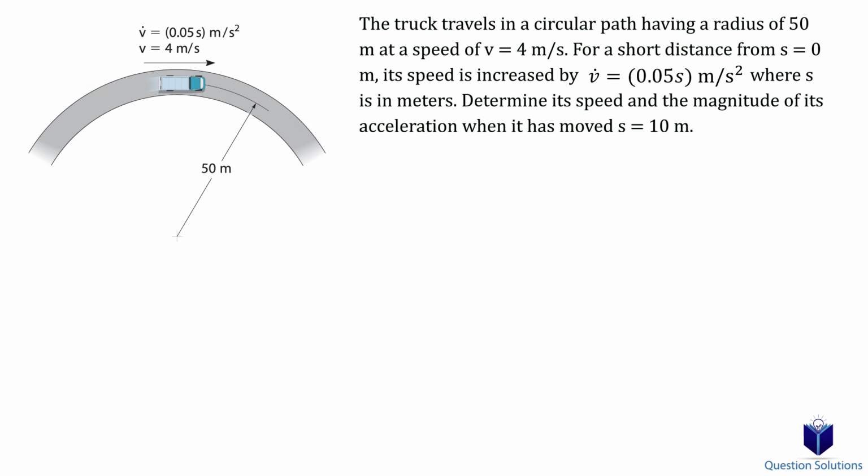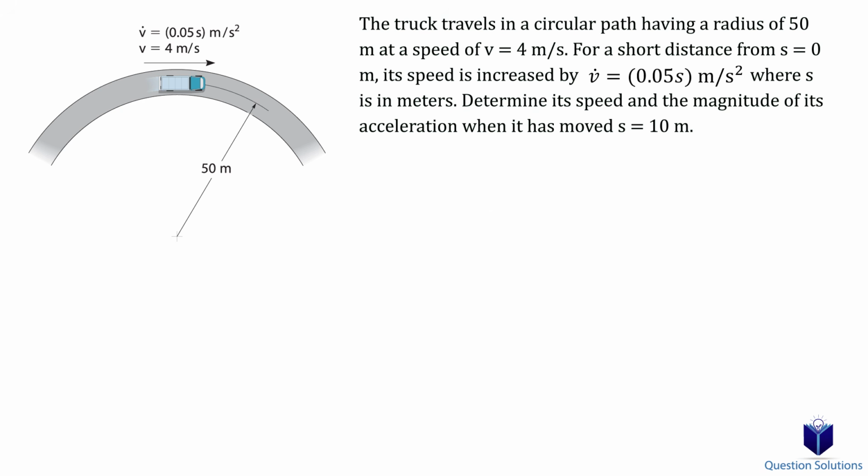Let's do another example. In this question, we have to find the speed of the truck and the magnitude of acceleration when it moved 10 meters. You can see that we are already given the radius, so we don't need to use a radius of curvature equation. We are also given the velocity at s equals 0 and the acceleration with respect to distance. So let's think about the problem. To find the normal acceleration, we know we have to use our normal acceleration equation, which means we need the velocity when the truck travels 10 meters. So that's what we need to find first.